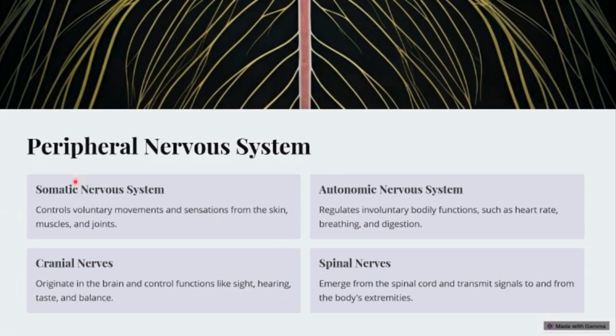So the somatic nervous system controls the voluntary movement and sensation from the skin, muscle and joints. The autonomic system, which is divided into sympathetic and parasympathetic, regulates the involuntary bodily functions such as heart rate, breathing, digestion. Cranial nerves originate in the brain and control functions like sight, hearing, taste and balance. There are 12 cranial nerves, and they are very important. Spinal nerves, another bunch of important nerves, emerge from the spinal cord and transmit signals to and from the body's extremities.